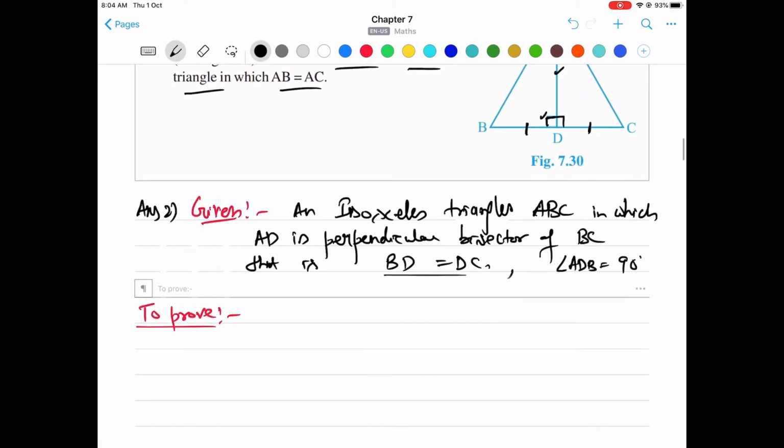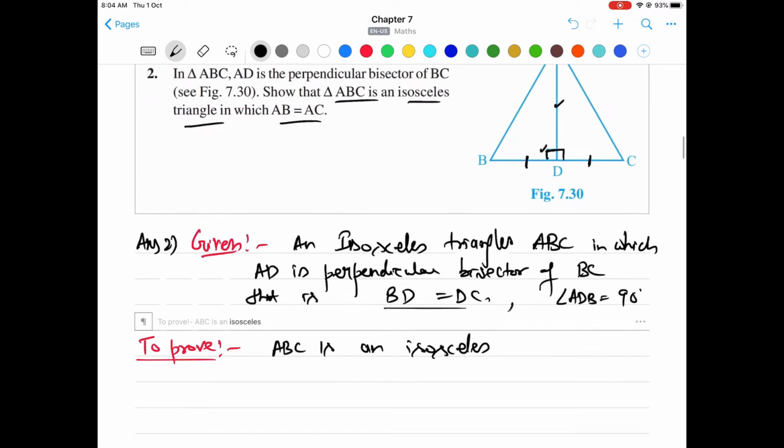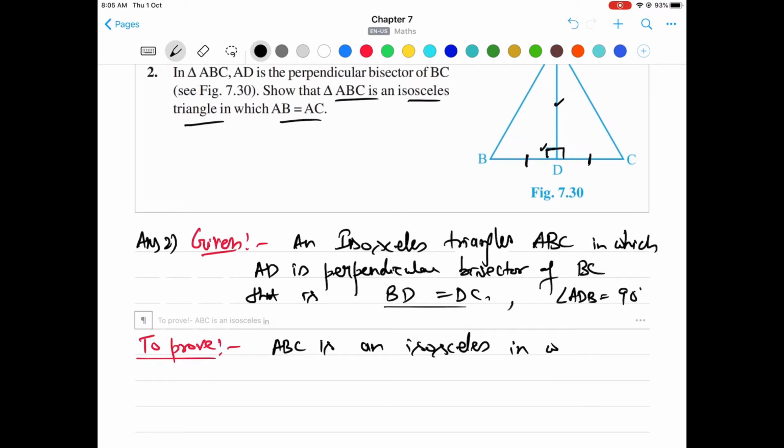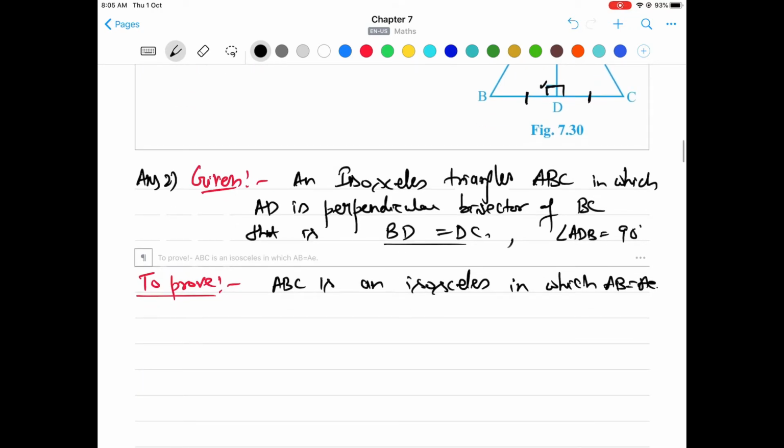ABC is an isosceles triangle in which AB is equal to AC. So simply we have to prove that AB is equal to AC. That means we will get one pair of sides in this triangle equal. Therefore this triangle by default will be an isosceles triangle. Okay, let's start its proof.